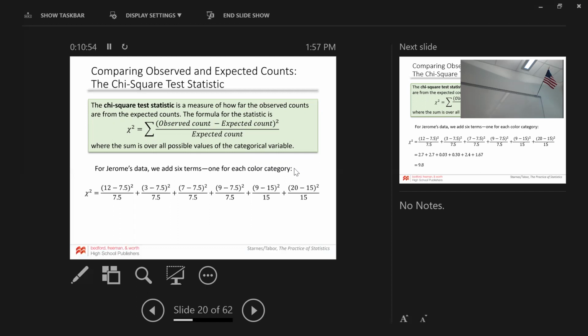So what was the first one? The first one was brown. So there were 12 brown M&Ms, subtract 7.5, which was the expected number of brown M&Ms you would get out of 60, square it. Why? So the negatives don't work against the positives. Does that make sense? Because this number's positive, that number's negative. But it doesn't help us to have the negatives work against the positive, because the test statistic would be low, when in reality, it wasn't low. So we square it, we divide by this.